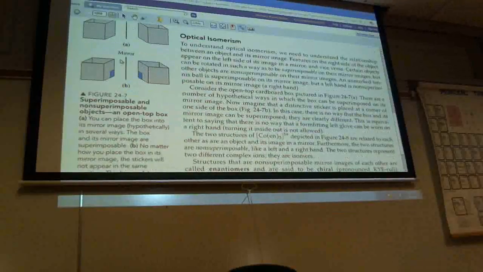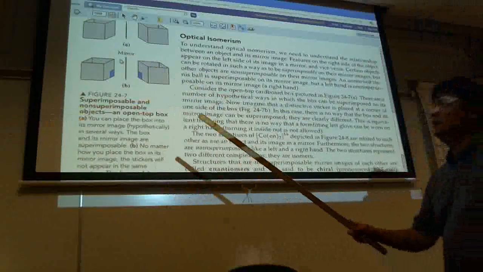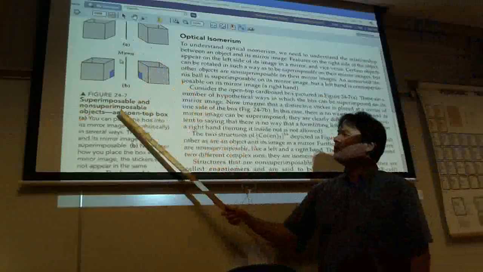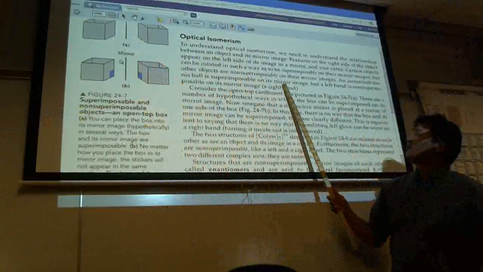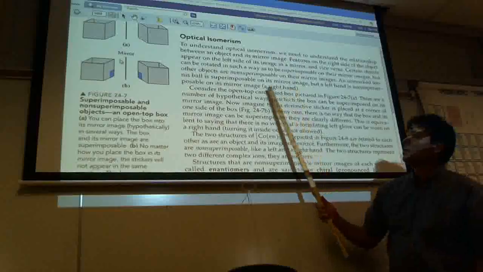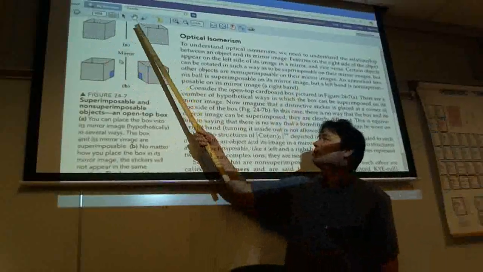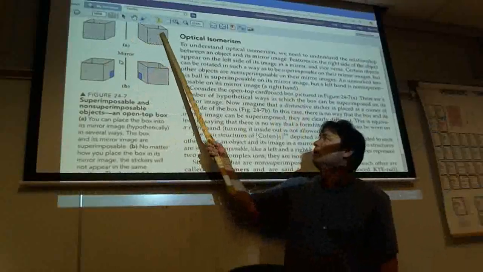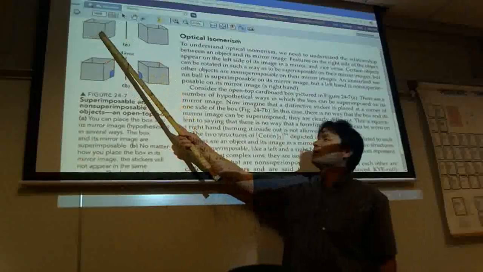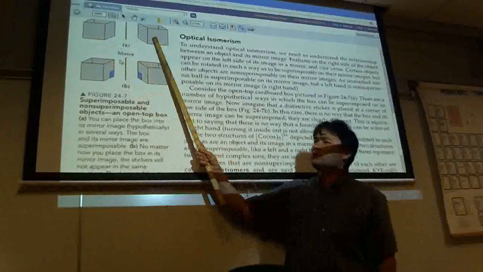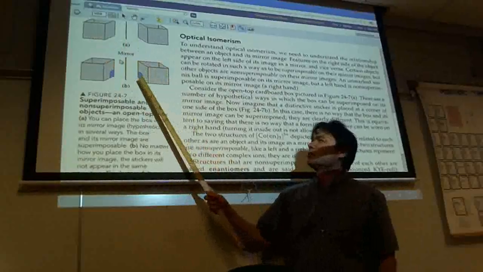What optical isomers are, and these fit it, is this. Optical isomers are non-superimposable mirror images. And so if you look at this box here and you draw another box next to it, which is its mirror image, if you can superimpose this second box on top of the first box, then they're identical structures. But if you can't, then they're optical isomers or enantiomers.